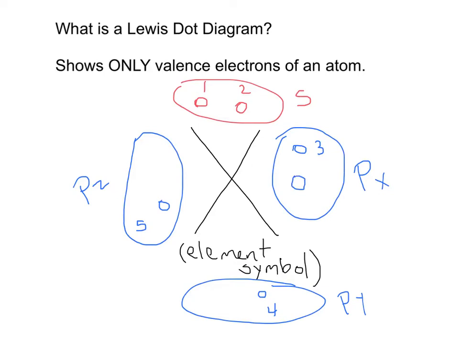Then we go back, now following Hund's rule. We double up 6, 7, 8. There we go. So if an element had all 8 valence electrons, like a noble gas, it's going to have 2 dots on all 4 sides. If it has 7, it's going to have just 7 of them, and there's going to be 1 unpaired electron.